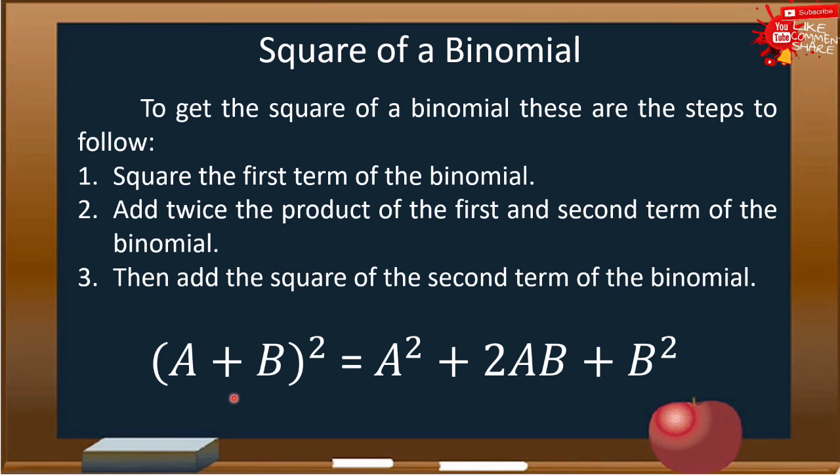Let's say that the first term is the capital letter A and the second term is the capital letter B. If we are going to get the square of A plus B, by following these three steps, we will have A squared plus 2AB plus B squared. So do not forget this mathematical statement. The square of A plus B is equal to A squared plus 2AB, so 2AB means 2 times A times B, plus B squared.